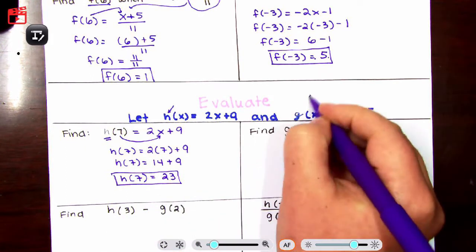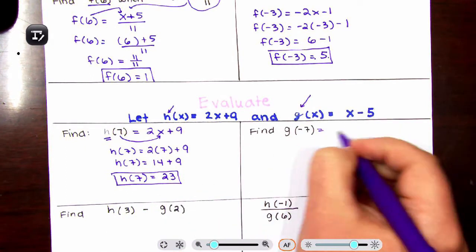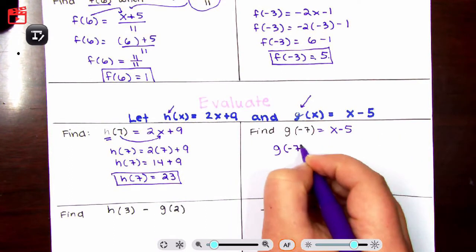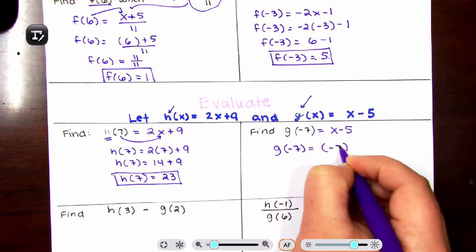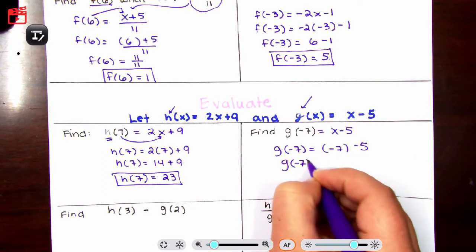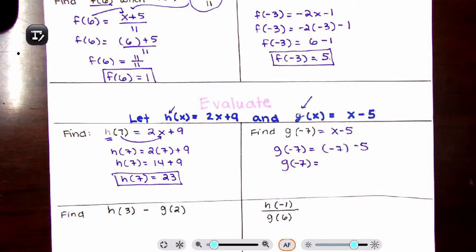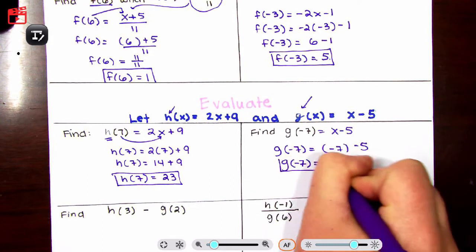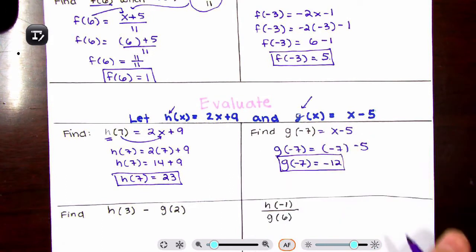Now we're using g, so we're going to copy x minus 5. x is negative 7. Negative 7 minus 5, that gives me negative 12. So when x is negative 7, our answer is negative 12.